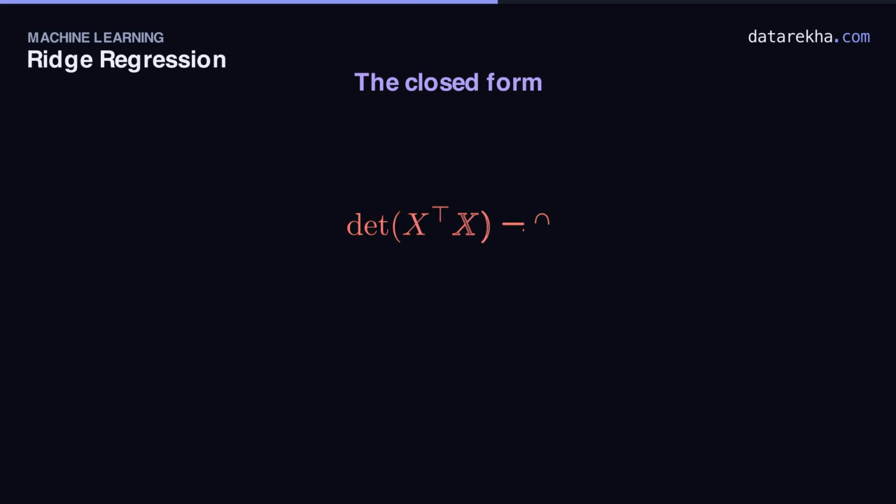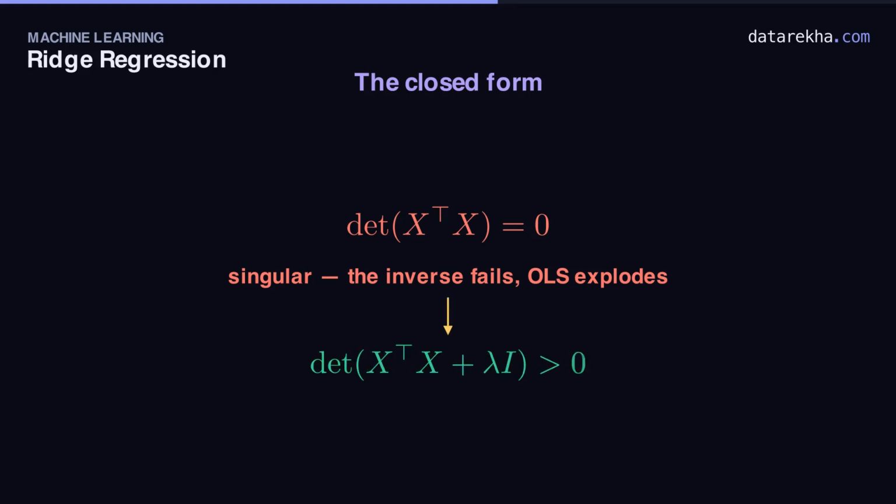And that term earns its keep. When features are correlated, multicollinear, X transpose X can be singular, its determinant 0. Least squares then blows up. The inverse doesn't exist. Watch what lambda I fixes. Nudge the diagonal up by lambda and the matrix becomes positive definite. Its determinant safely above 0, so the inverse always exists. That plus lambda I doesn't just shrink the weights. It stabilizes the whole problem and cures multicollinearity.